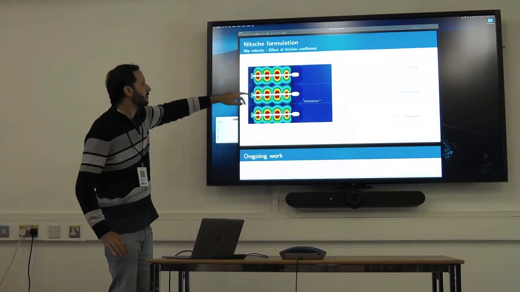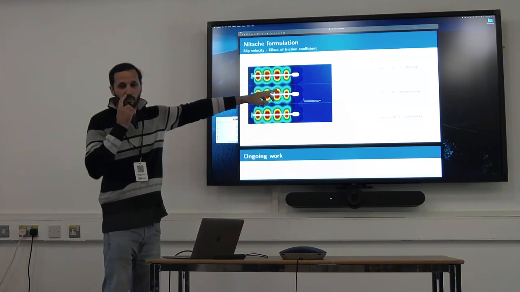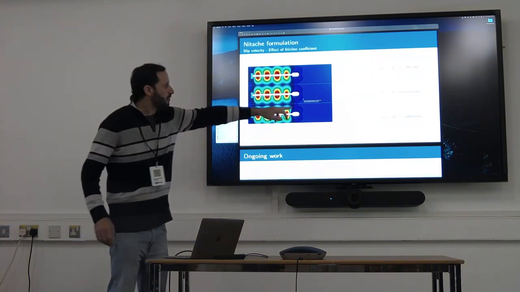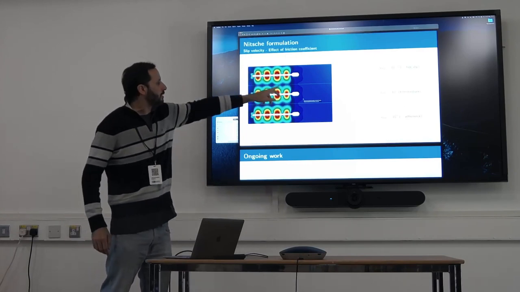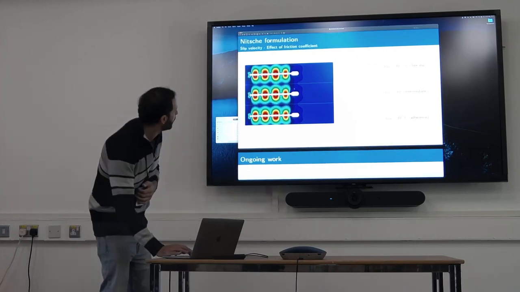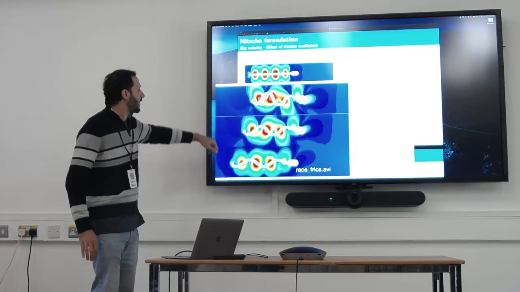Okay, I have a result here. This is a simulation for different friction coefficients. 10 to the minus 5 would be free slip. 10 to the 5 would be adherence, like the normal adherence condition, and some intermediate value. You can see with free slip, it may manage to swim faster.